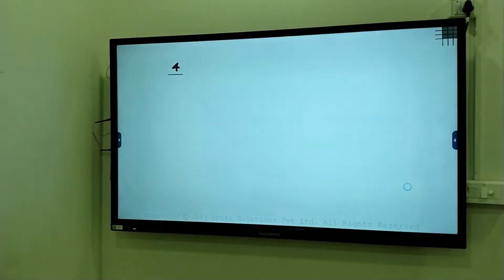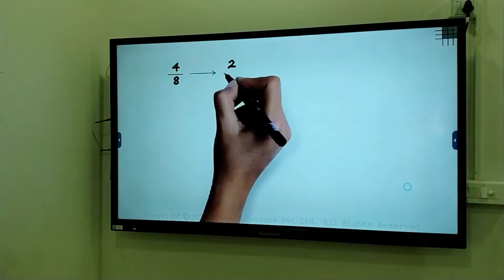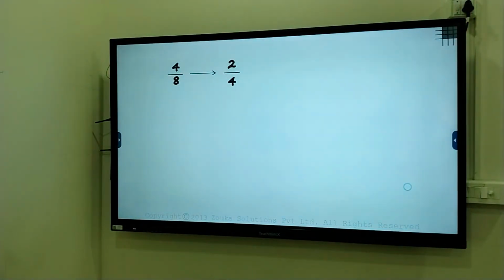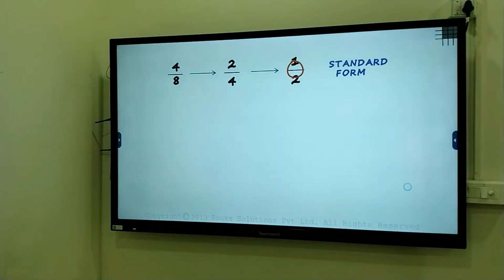Look at the rational number 4 by 8. Is this the only way in which this rational number can be written? No, if we divide the numerator and the denominator by 2, it will be equal to 2 by 4. Remember, these two rational numbers are equivalent. If we again divide the numerator and the denominator by 2, we can write it as 1 by 2. So the original rational number was reduced to 1 by 2, which cannot be reduced further. This is called the standard form of a rational number. This 1 and 2 are the lowest possible integers for this fraction.